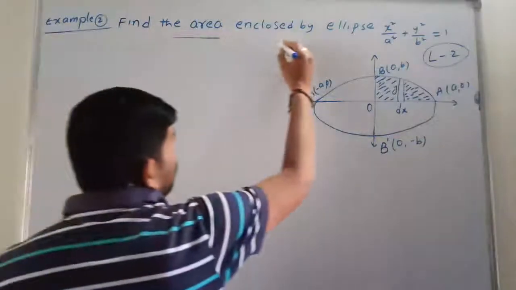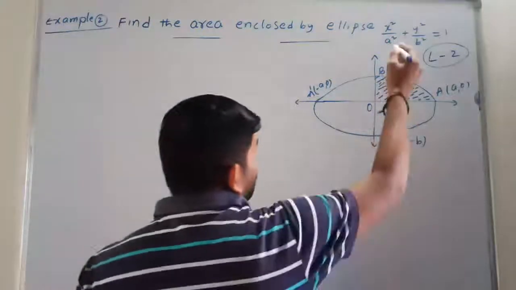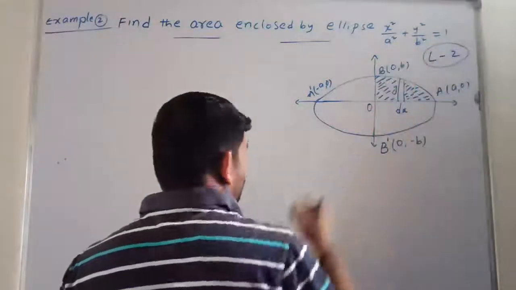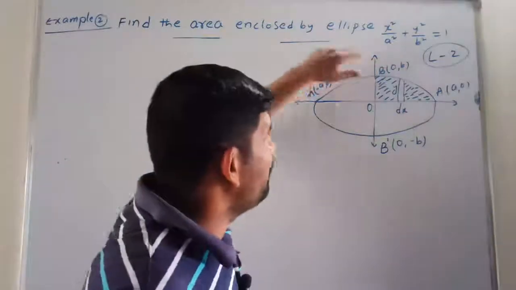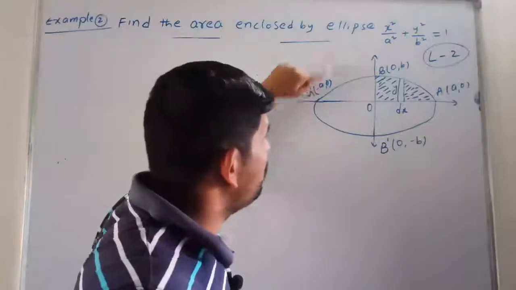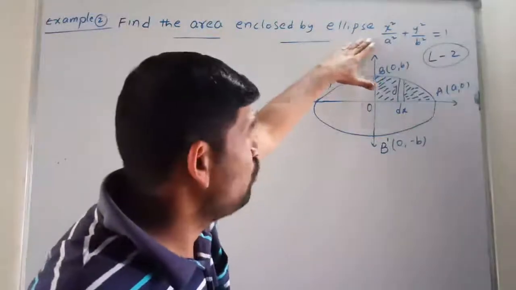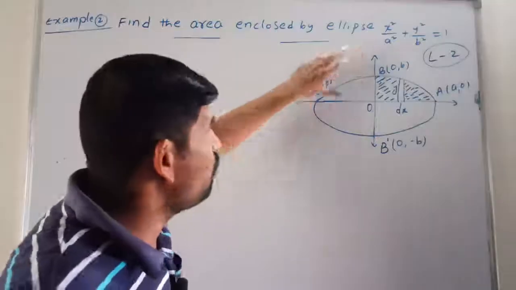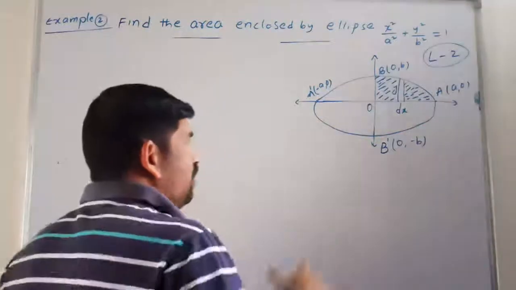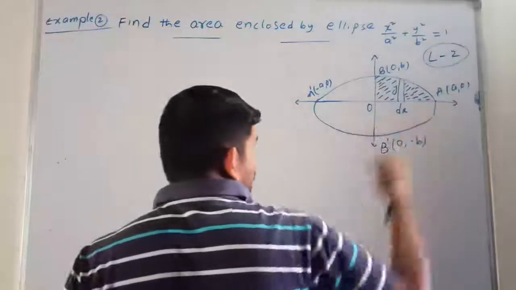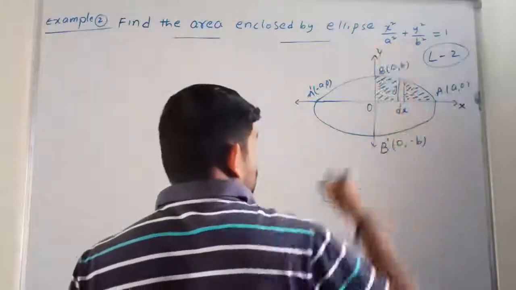Find the area enclosed by the ellipse. So now, friends, see the ellipse is x square by a square plus y square by b square is equal to 1. We can see here the major axis is along the x axis and the minor axis is along the y axis of the given ellipse. That's why I am taking the diagram of this ellipse. This is the diagram of the ellipse. The x axis is the major axis of the ellipse and the y axis is the minor axis.